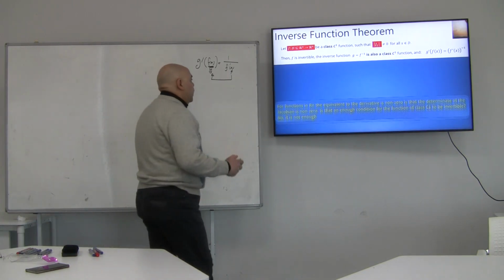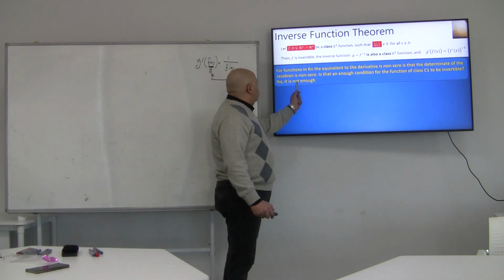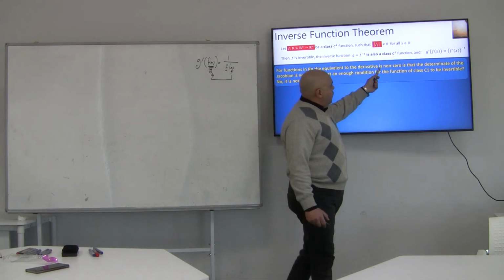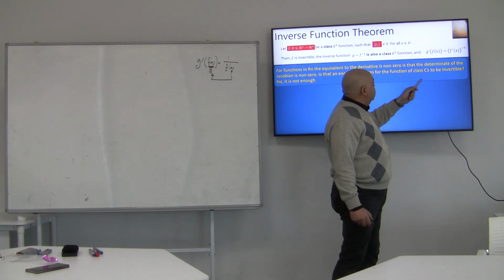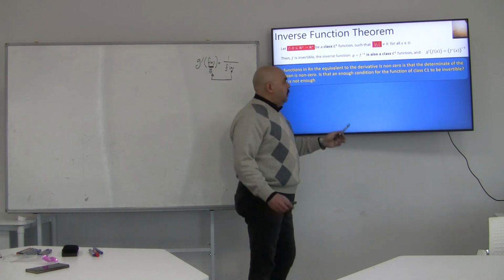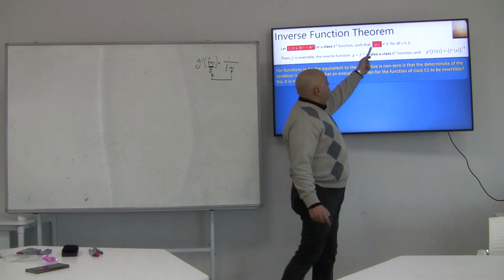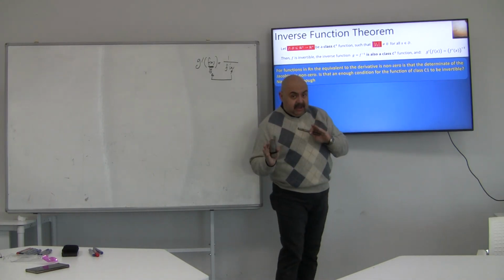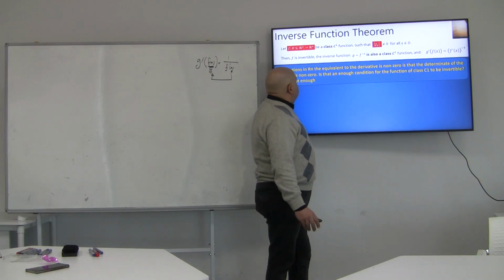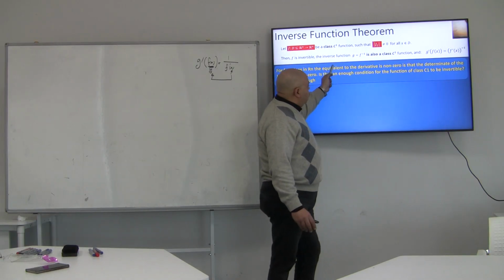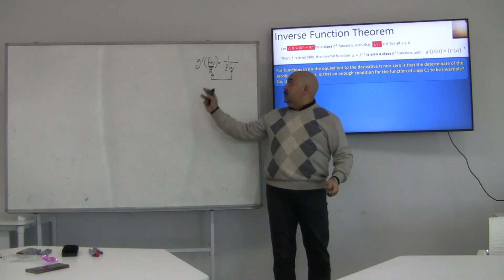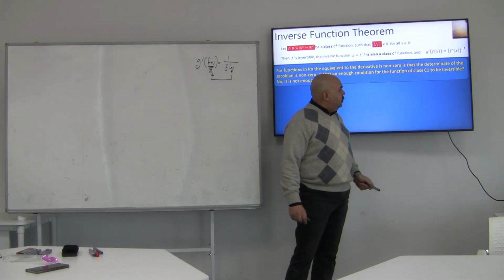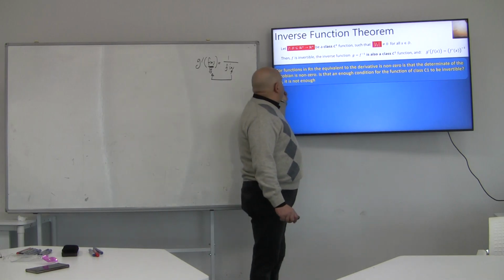In Rn, I've written all of this. For functions in Rn, the equivalent to the derivative being non-zero is that the determinant of the Jacobian is non-zero. And that's what I told you about: the determinant of the Jacobian of f doesn't equal 0. So it's exactly the same. Once more, in Rn, the equivalent to the derivative being non-zero is that the determinant of the Jacobian is not equal to 0.